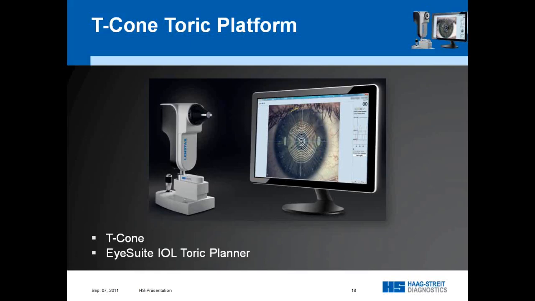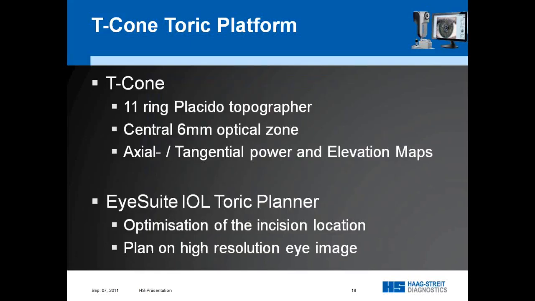Looking at the T-Cone add-on, it provides you with true Placido topography on 11 rings and the 6 mm optical zone of the patient. You get the standard maps: axial map, tangential map, and elevation map.